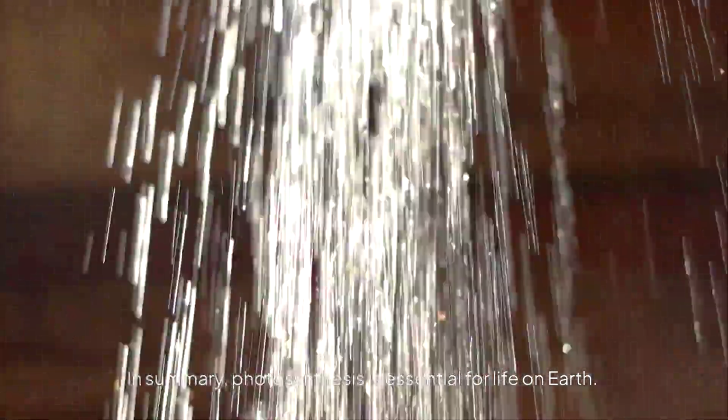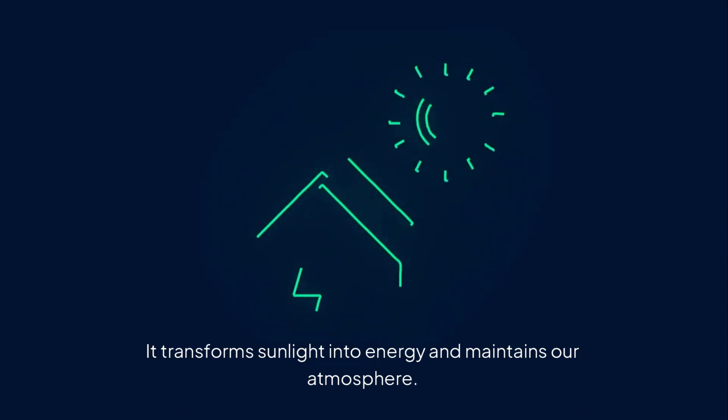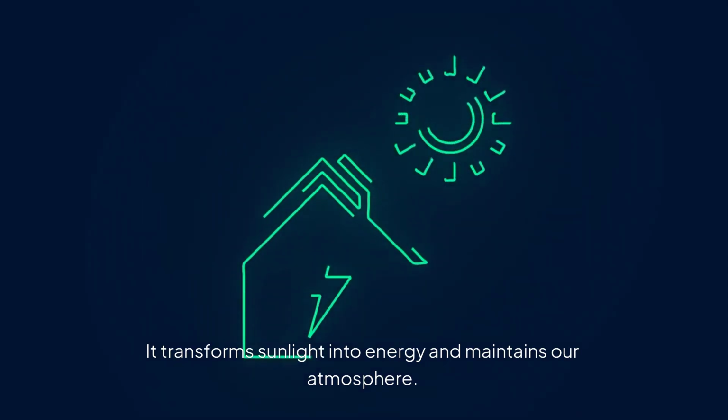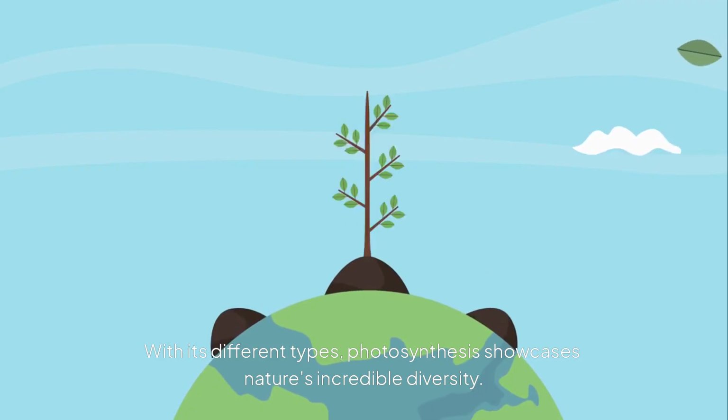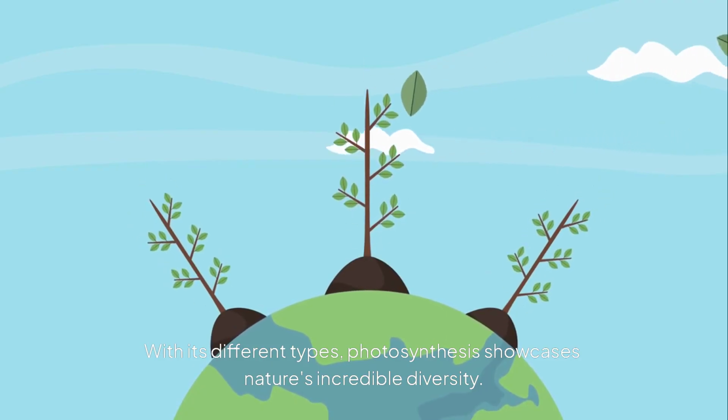In summary, photosynthesis is essential for life on Earth. It transforms sunlight into energy and maintains our atmosphere. With its different types, photosynthesis showcases nature's incredible diversity.